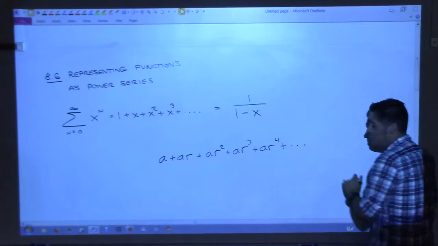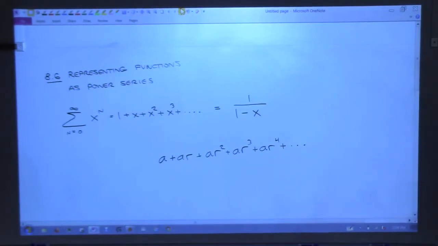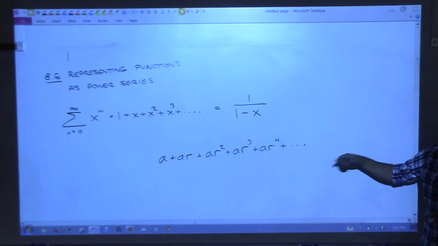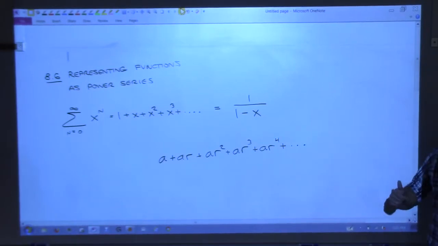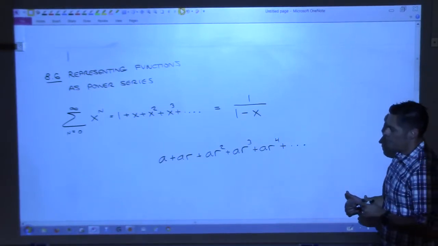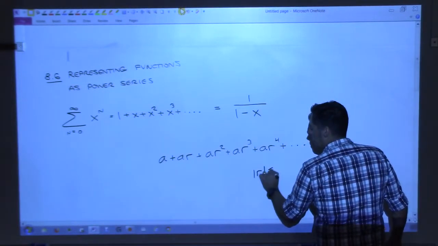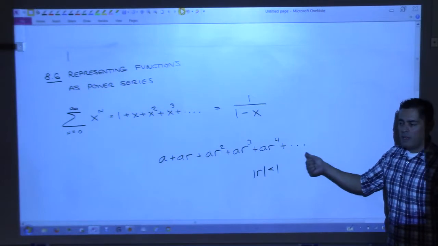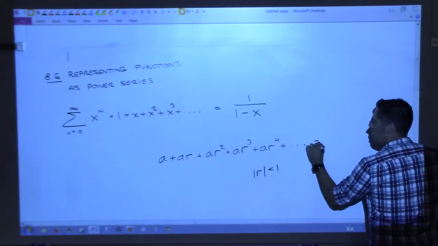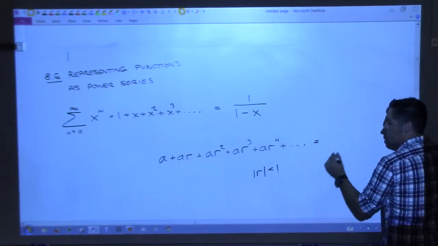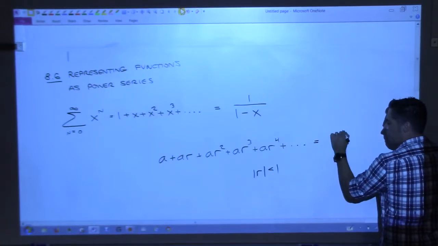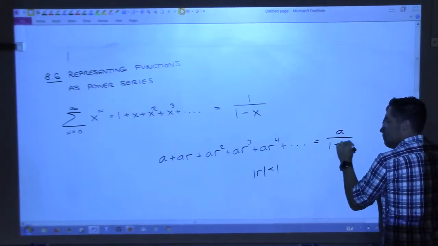You recognize that series? What series is that? That's a geometric series. That's when I first introduced geometric series, this is the way I started it, right? And we said that this geometric series would converge so long as what? The absolute value of r has to be less than 1 for this to converge. And what does it converge to? If the absolute value of r is less than 1, it converges to a over 1 minus r, right?